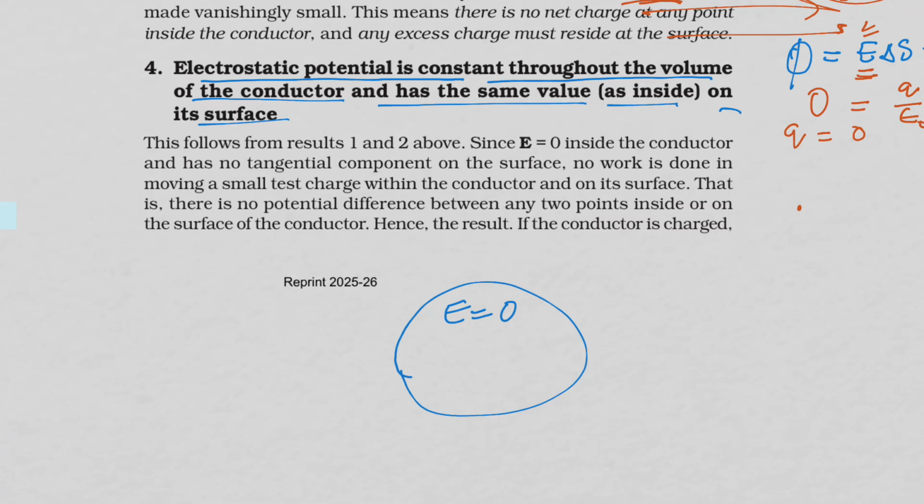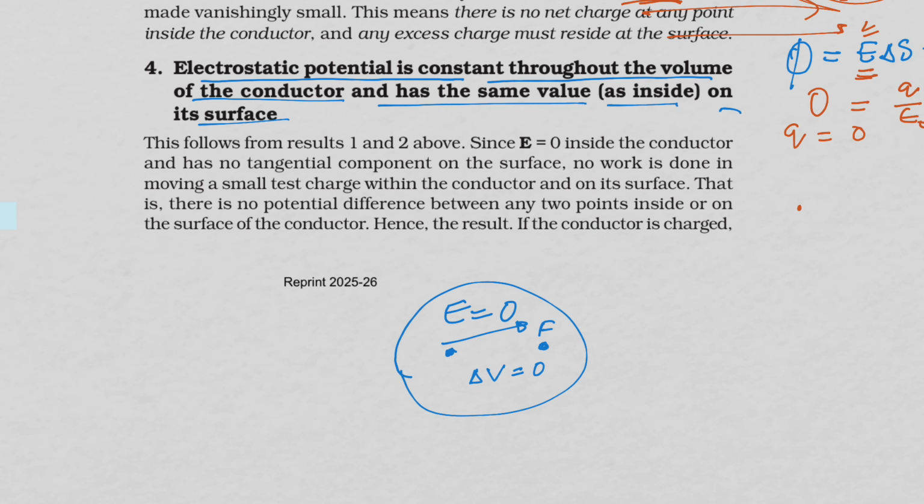So that simply means that inside the conductor, there is no work done in moving the charge from here to any other point, because the electrostatic field is 0 there, so there is no tangential component of the force. If there is no tangential component of the force, then there is no work done. That simply means that the potential difference delta V is 0. There is no difference of potential.